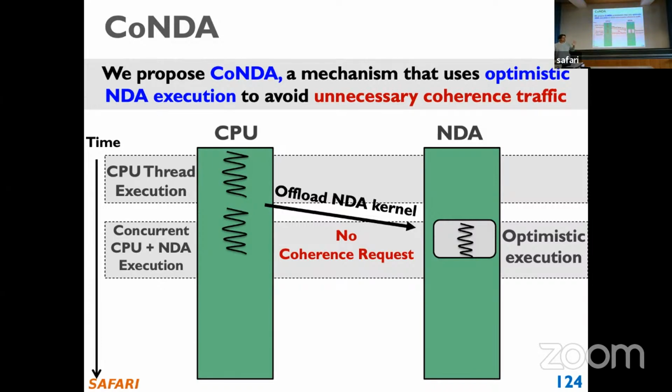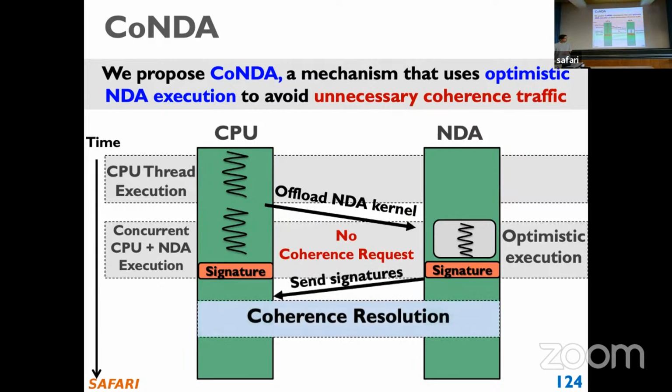The CPU and the memory side are working independently as if everything was going to go well. And both generate a signature. It's like a summary of the data that has been accessed, like a summary of the cache lines that have been accessed. Indeed, this is implemented with a Bloom filter. And at some point, they exchange the signatures, or the NDA sends the signature to the CPU.